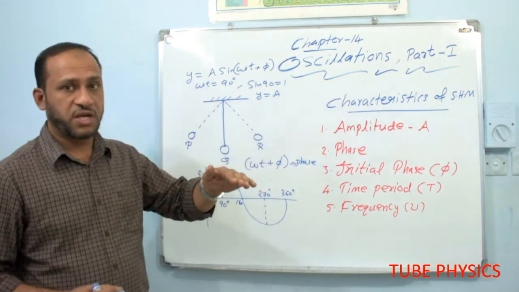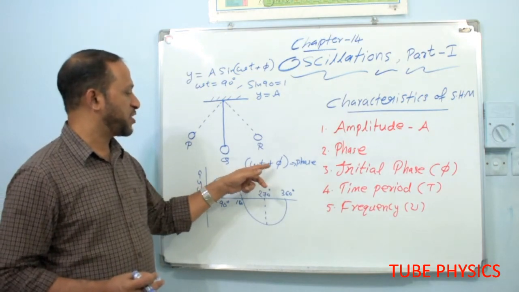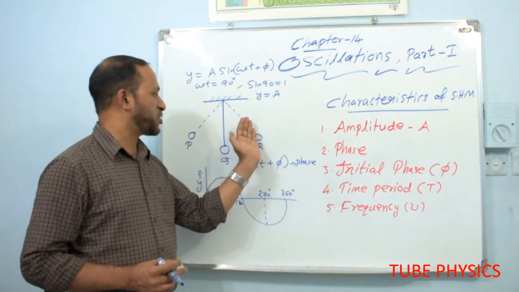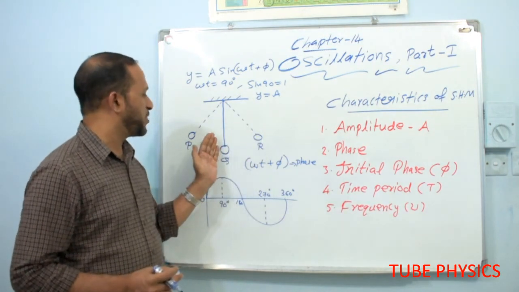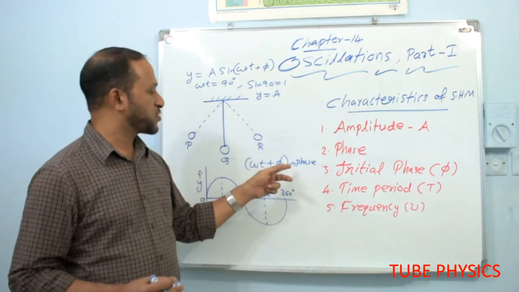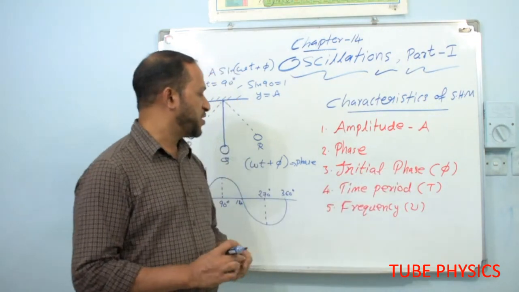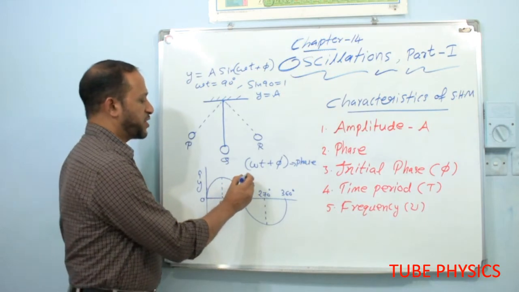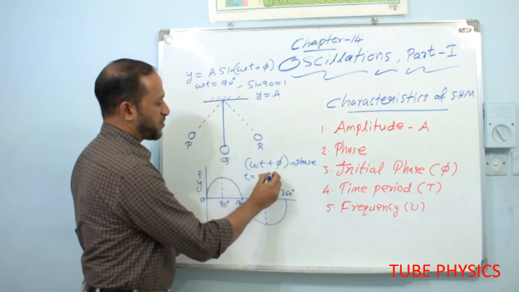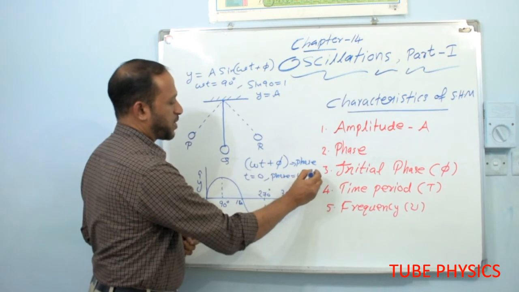The stage of the oscillation at an instant of time, if you put the value of time, the angular velocity and the initial phase, we can locate whether the bob is at the mean position or at the extreme position, or anywhere in between, if you know the value of omega t plus phi. So it is called the phase of the wave. And again in that there is the initial phase phi. Initial phase phi means at time t equal to 0, you can see here the phase of the wave becomes equal to omega into 0 plus phi.